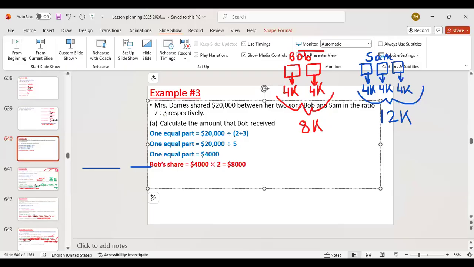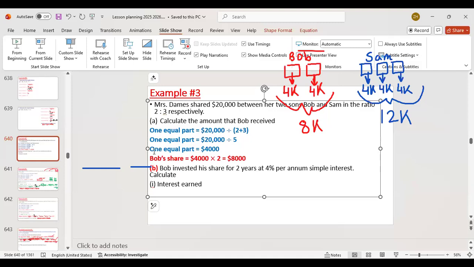Miss Betty, I thought it was simple interest. Well, it is simple interest, wait for the next question. So the question now says, by the way, what is Bob's share? Bob's share is 8,000. Now the question says, remember that 8,000 you got? Well, Bob invested his share for 2 years at 4% per annum, simple interest. Calculate the interest earned. We can calculate the interest earned.